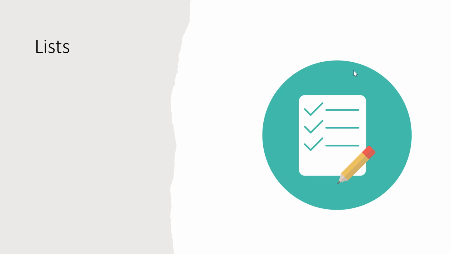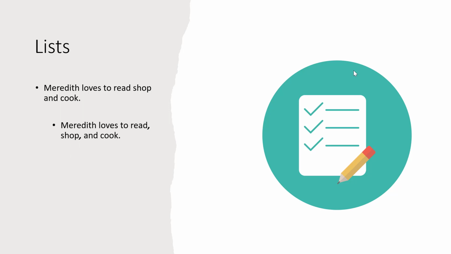Commas are used in a list. So when you are listing items, you will use commas to separate each of the items. We have, Meredith loves to read, shop, and cook. As you are writing that, so that your reader sees that they are separate, you would have Meredith loves to read, comma, shop, comma, and cook.